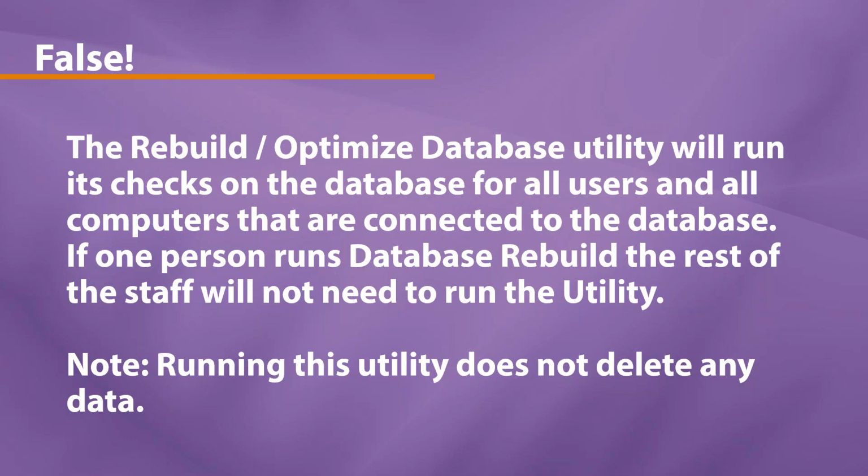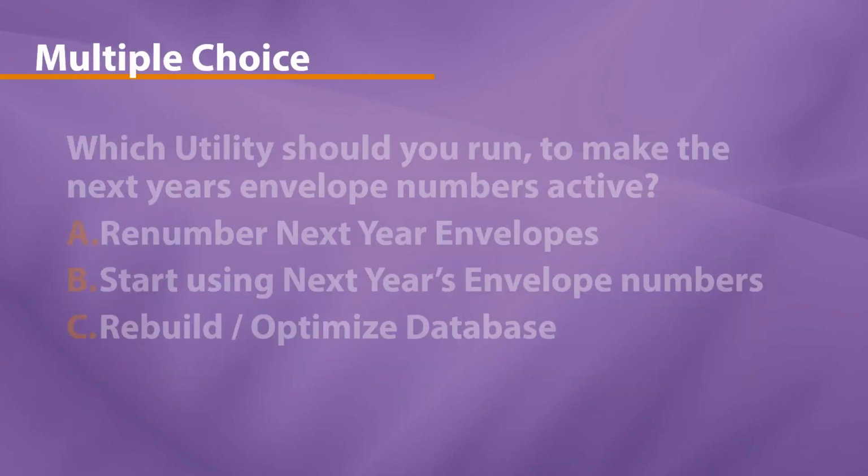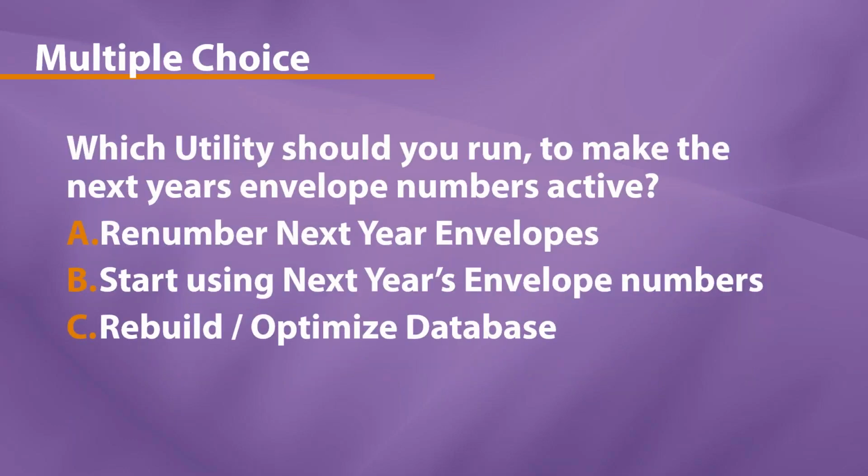All right, next question is multiple choice. And the question is, which utility should you run to make the next year's envelope numbers active? We have A, renumber next year's envelopes, B, start using next year's envelope numbers, or C, rebuild/optimize database. I'll go ahead and open that poll up here so you can get your response in. But do you think it is A, B, or C for which utility should you run to make the next year's envelope numbers active? Give you a little more time to answer.